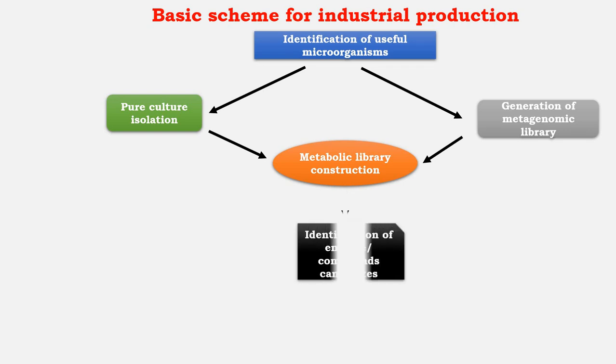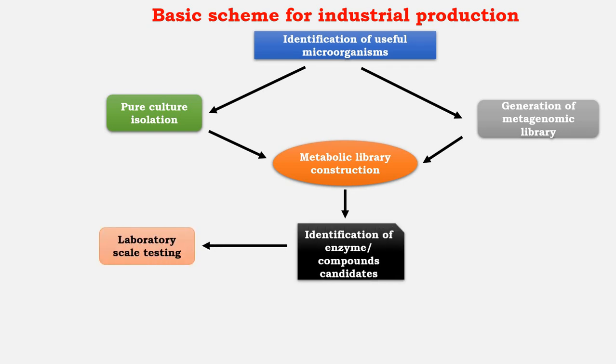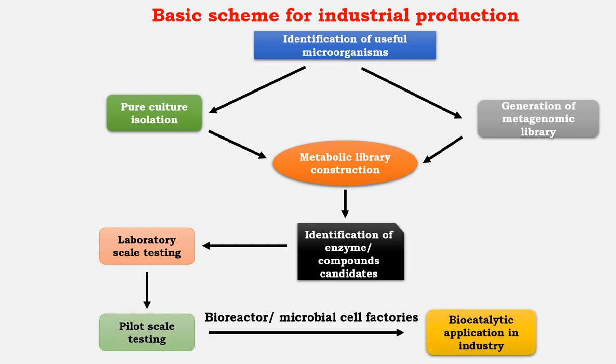Then we standardize for laboratory scale testing for the production of that particular compound, and then we scale up by pilot scale testing to biocatalytic application in industry by constructing different bioreactors or microbial cell factories specific for that particular bacteria. So this is a general basic scheme for the industrial production of a certain compound utilizing a useful bacteria.